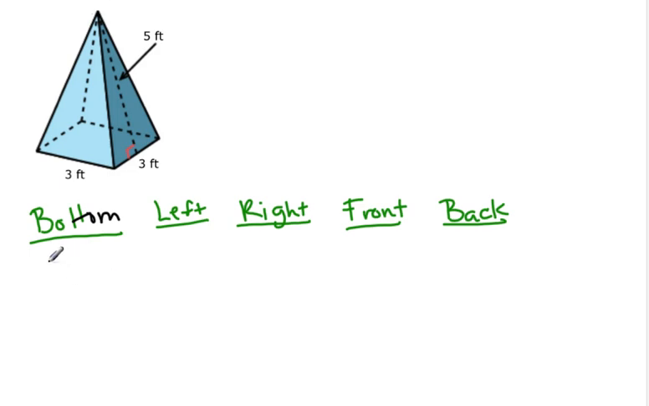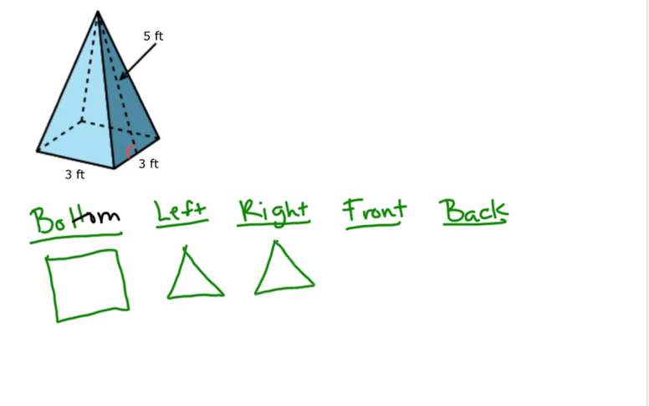So the bottom is a square. So this is a right square pyramid. And the left-hand side is a triangle. The right-hand side is a triangle. The front is also a triangle. And the back is a triangle.